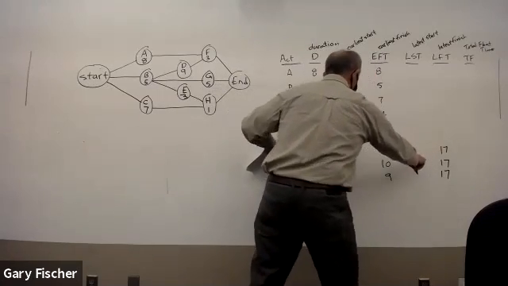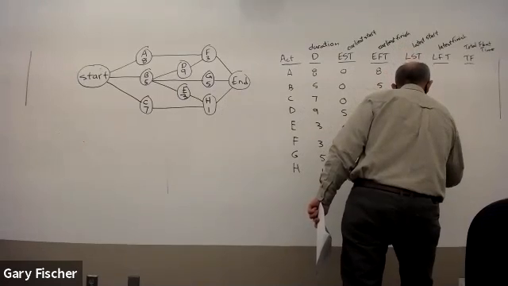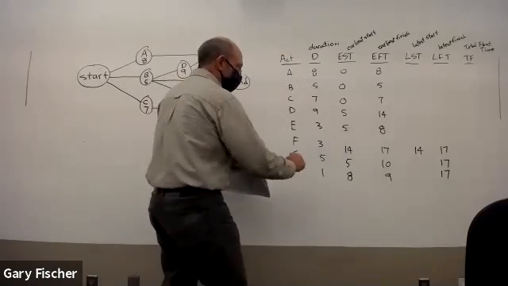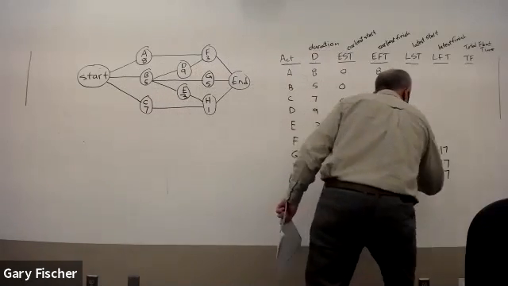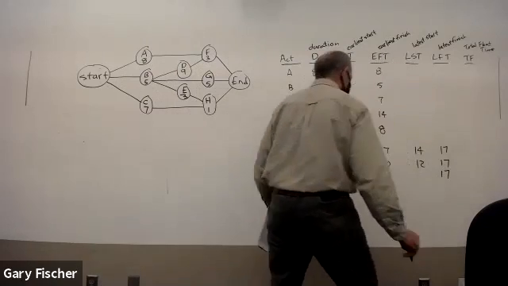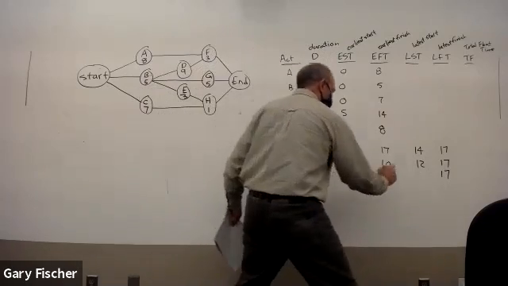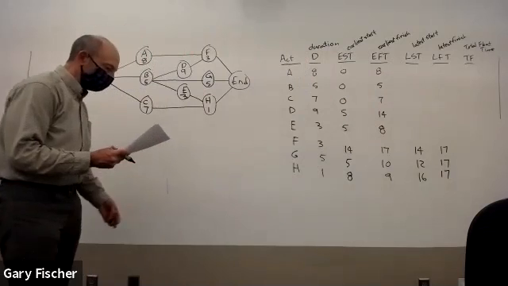The latest finish time is 17 and its duration is 3. So the latest start time it can have is 14. For G, 17 is the latest finish time and its duration is 5. So its latest start time is 12. For H, 17 minus 1 is 16.